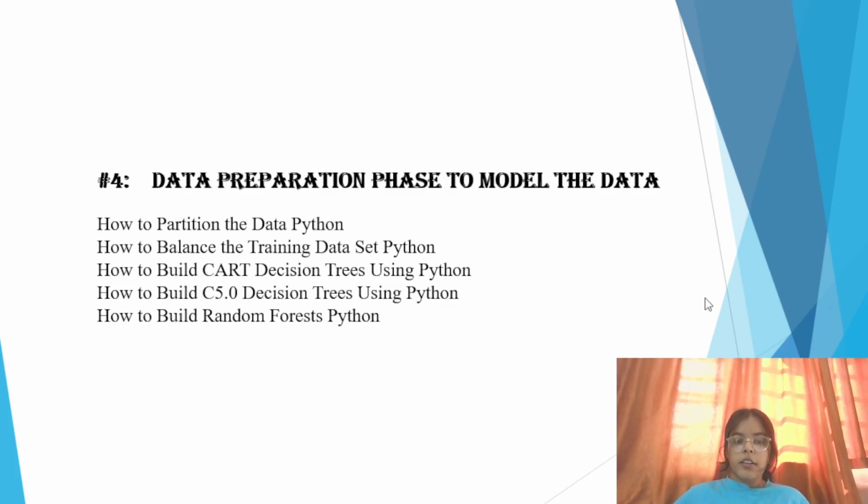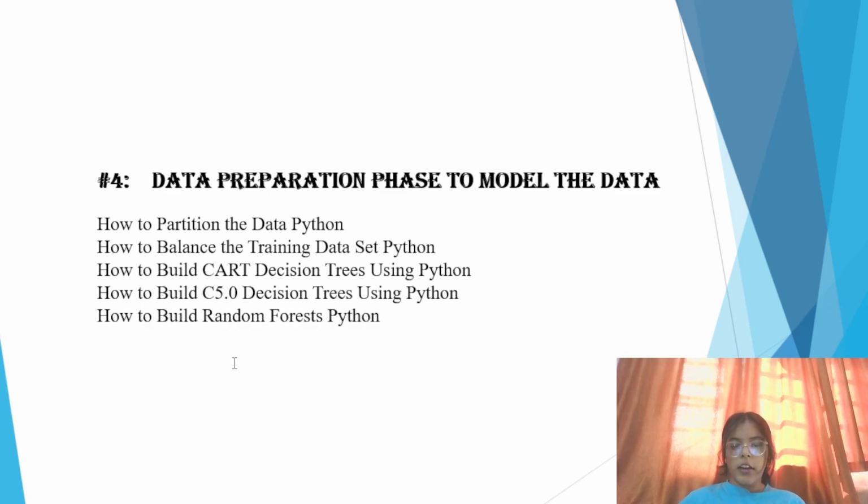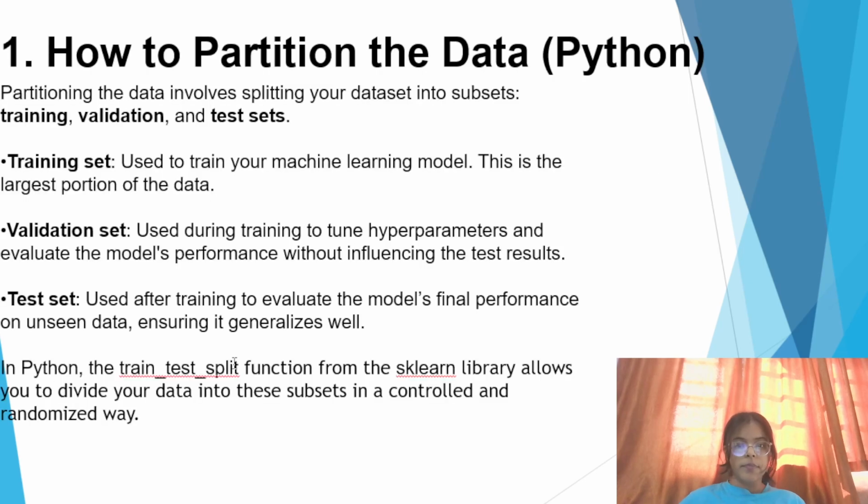Hello guys, welcome back to the fourth lecture of this series, which is data preparation phase to model the data. Here we are going to learn five topics: how to partition the data in Python, how to balance the training data set in Python, how to build CART decision trees using Python, how to build C5.0 decision trees, and how to build a random forest in Python.